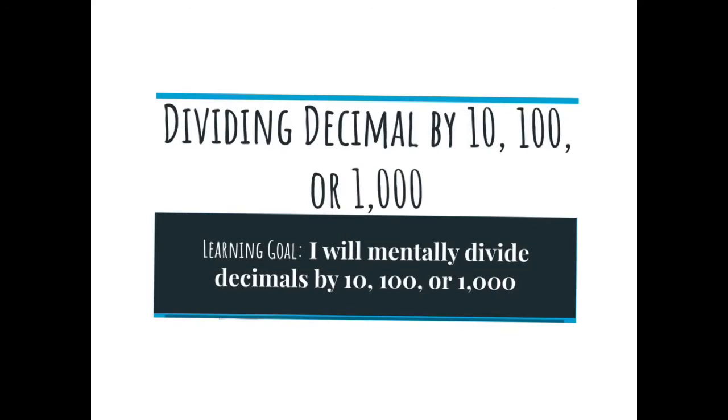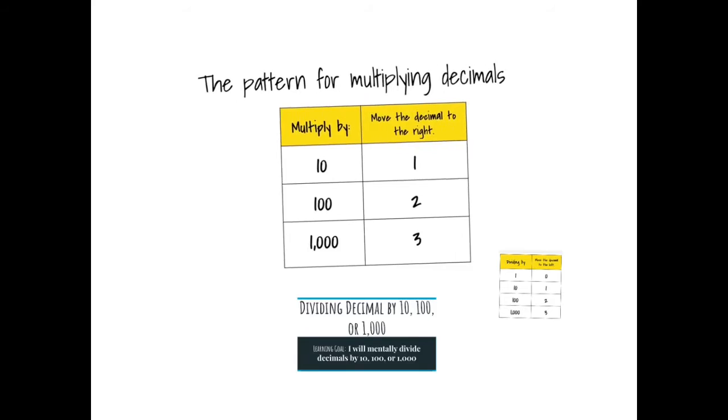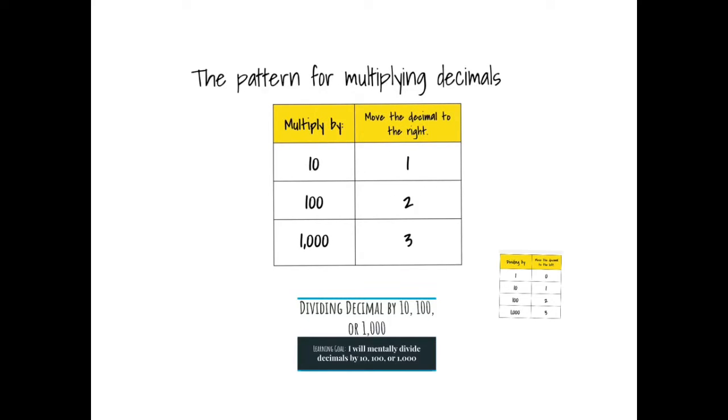In today's lesson, we're going to learn how to divide decimals by 10, 100, and 1,000. But before we get into that, let's review our rules for multiplying decimals. When we multiply decimals, we move the decimal point to the right according to the number of zeros that you're multiplying by. If you're multiplying by 10, you move the decimal point to the right one place value.